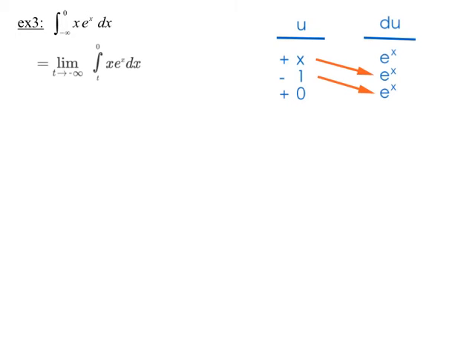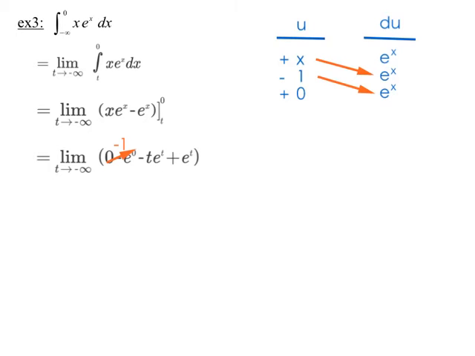So my table would have looked like this, and when I put that together, my integral would be x e to the x minus e to the x. I'm going to combine that with my limit and my bounds, and I would get the limit as t approaches negative infinity of x e to the x minus e to the x from t to 0. If I do upper minus lower, that gives me this, which can simplify. The first two terms, 0 minus e to the 0, simplify to negative 1 because e to the 0 is 1.